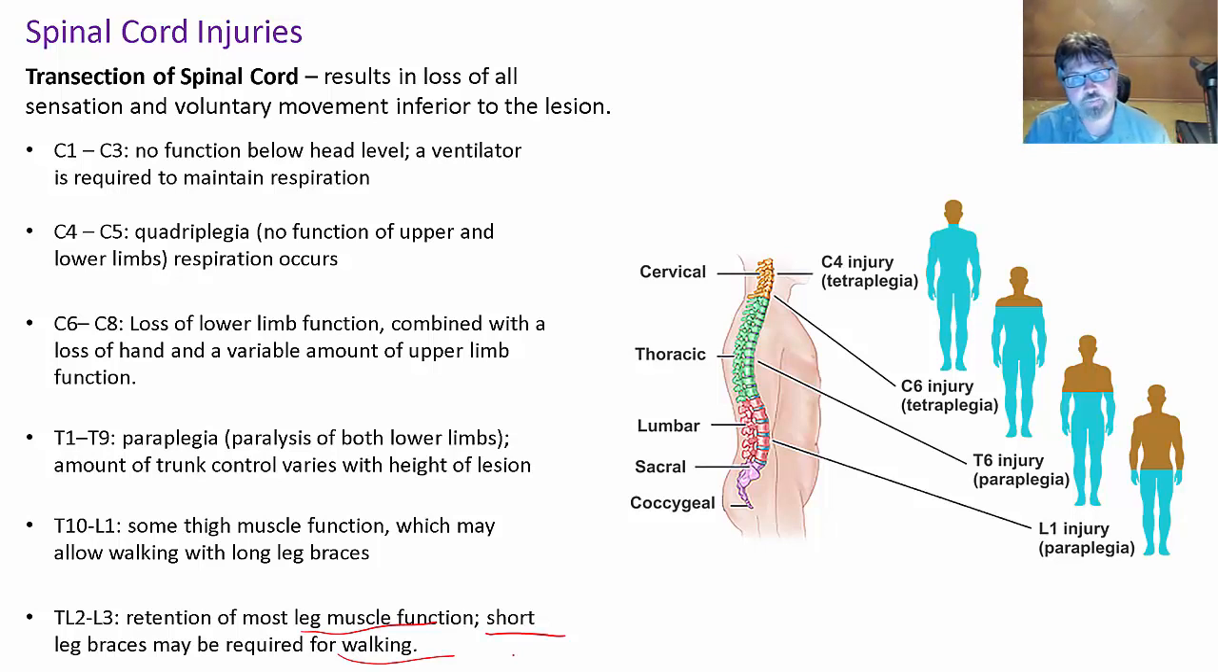So there you have it, guys. Some basic spinal cord injuries. Knowing where those transections occur can help us identify where that lesion might be.